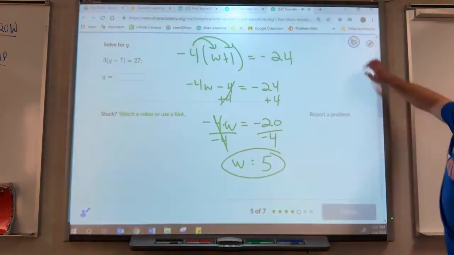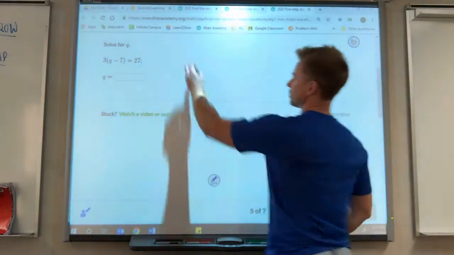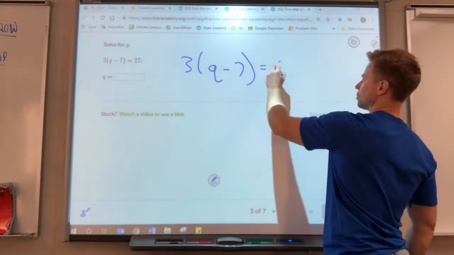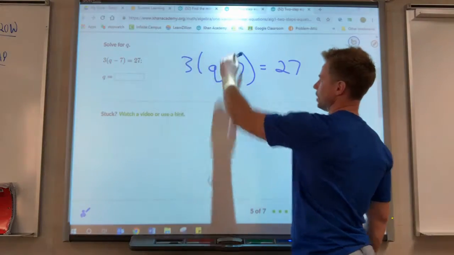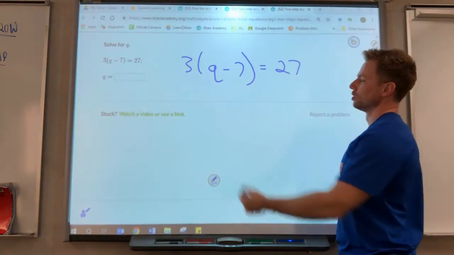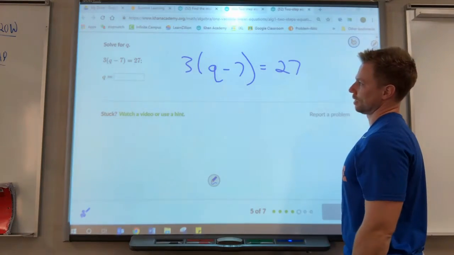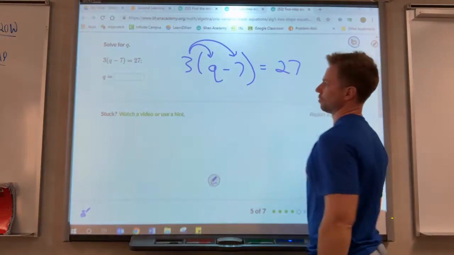Good. Next question. Same process. We have 3 times q minus 7 equals 27. Now we could distribute that 3. That's one way to do it. Or we could divide everything by 3. We'll just distribute that since that's what we have been doing before.